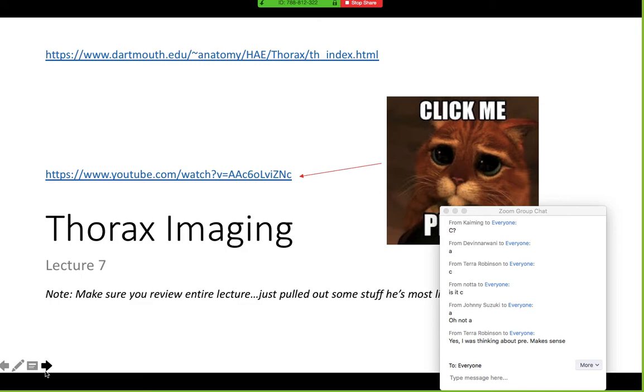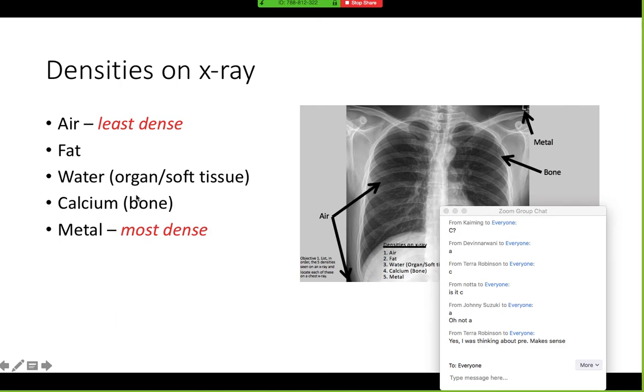Good, okay. So, thorax imaging. Last year, I'm pretty sure we were asked about the different densities. So air is going to be least dense, and then metal most dense. And I think it was a question like rank the following from least to most or most to least, so that's easy to make a multiple choice question out of.